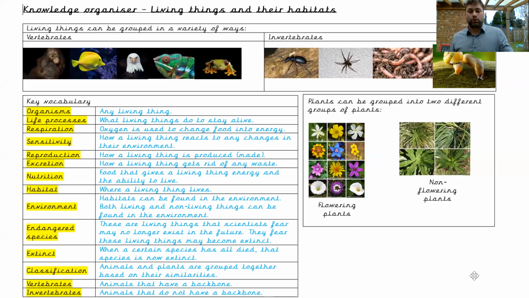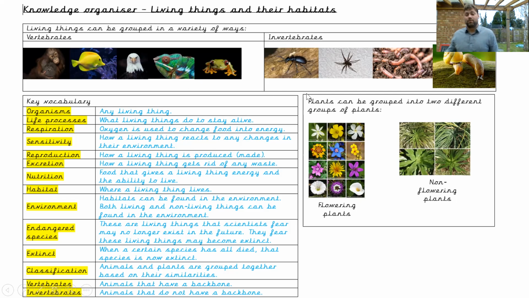At the top, we've got two pictures here. We have something called vertebrates, and here we've got invertebrates. Vertebrates are animals that have a backbone, a spine, and similar to us, we're human beings, we have a backbone, so we are vertebrates. And here are some examples of animals: orangutans, fish, an eagle, a chameleon or a lizard, and a frog.